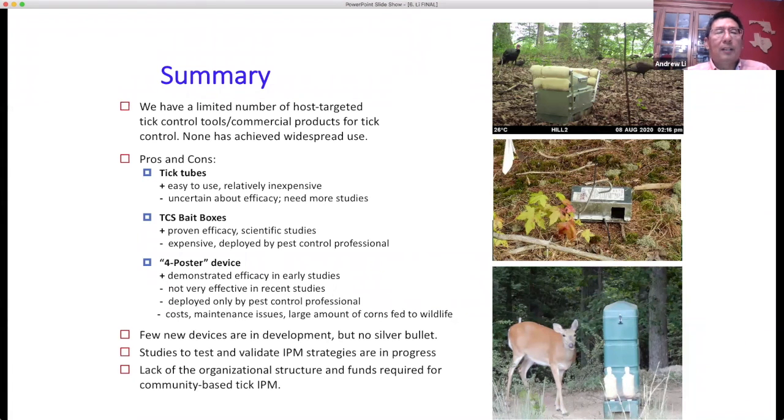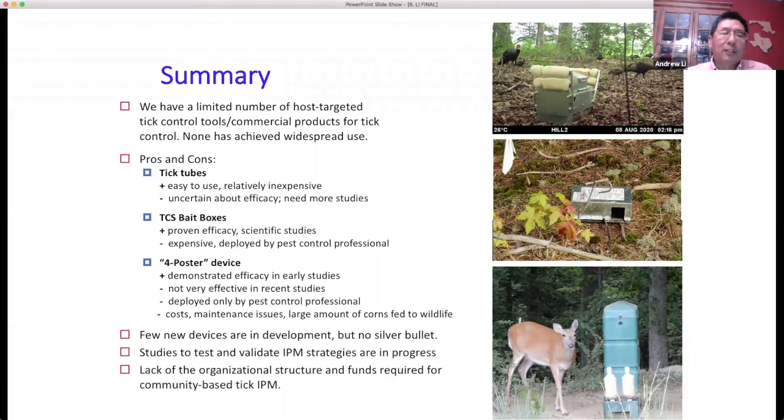So more work needs to be done. Beta box: all the studies show that the beta box has been very effective in reducing tick population and reducing pathogen infection, but the problem is the cost. It's expensive, each unit costs about $20-plus, and it also requires service by pest control professionals.